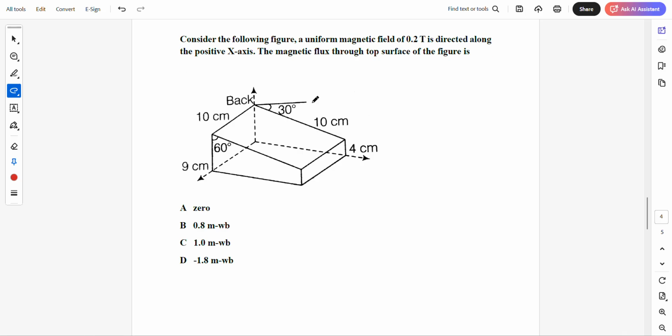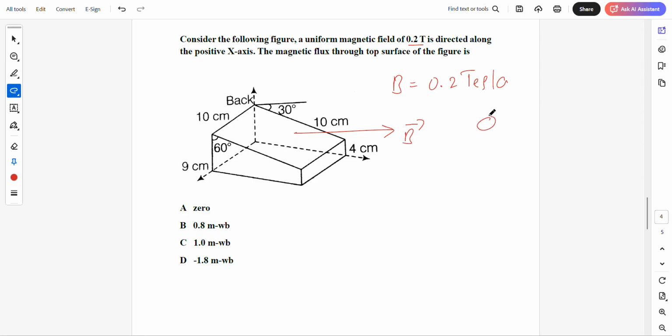Next, again consider the following figure. A uniform magnetic field, how much have they given? B is equal to 0.2 Tesla, directed along the positive x-axis. This is the positive x-axis, vector B. Now you have to calculate the angle.